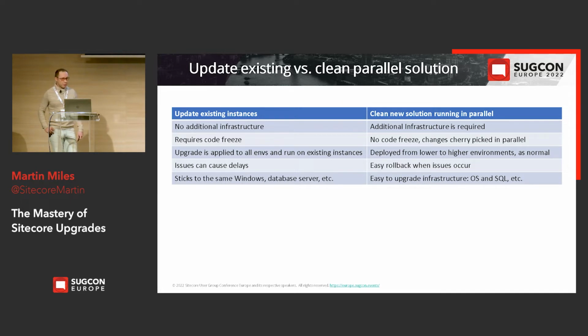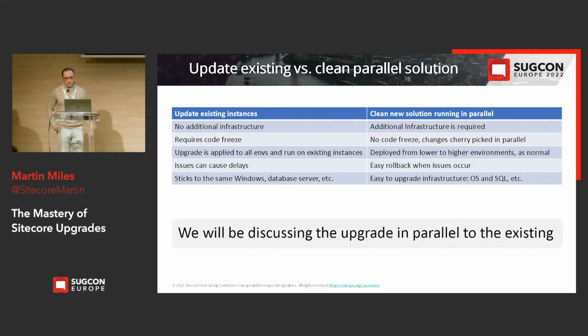When it comes to upgrades, there are two primary approaches. The first is upgrading existing instances, where the upgrade is applied to all the environments and executed on every existing instance. And another is the clean approach, where we create a clean environment and Sitecore instances, then we move data and fix the compatibility issues. For development environments in an upgrade scenario, my preference is always to start with a clean vanilla instance of the target Sitecore version.